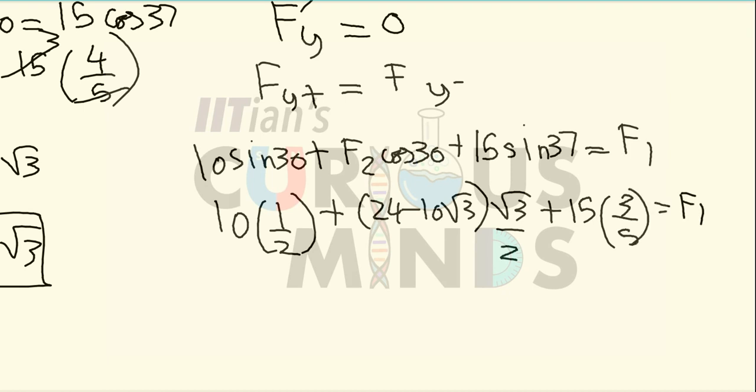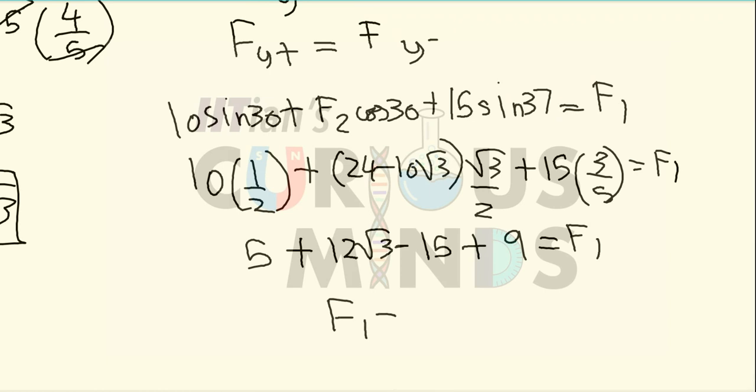Okay. So basically it will be equal to 5 plus over here, when I multiply it by root 3 by 2, it will be equal to 12 root 3, minus 5 into 3, which is equal to 15. Okay, plus 9 will be equal to F1. So F1 over here will be equal to 9 plus 5, which is equal to 14. 14 minus 15 is equal to minus 1. So it will be equal to 12 root 3 minus 1. Okay, so basically this is the F1.